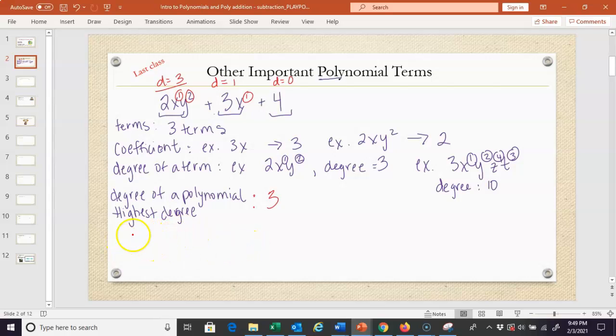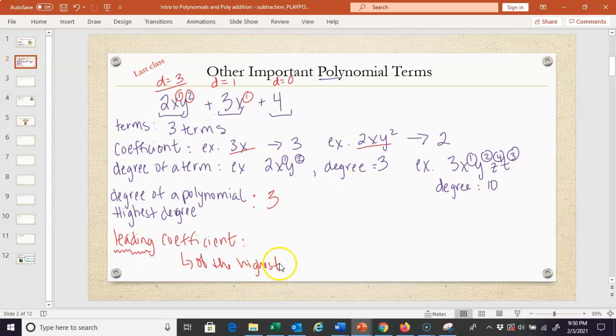There's something else special that comes from that, and it's called the leading coefficient. So we talked about the coefficients for each term, right? Like here, in this example, the coefficient was 3, the coefficient was 2. But to find the leading coefficient, sort of the one in charge, the one in front, it is the coefficient of the highest degree.